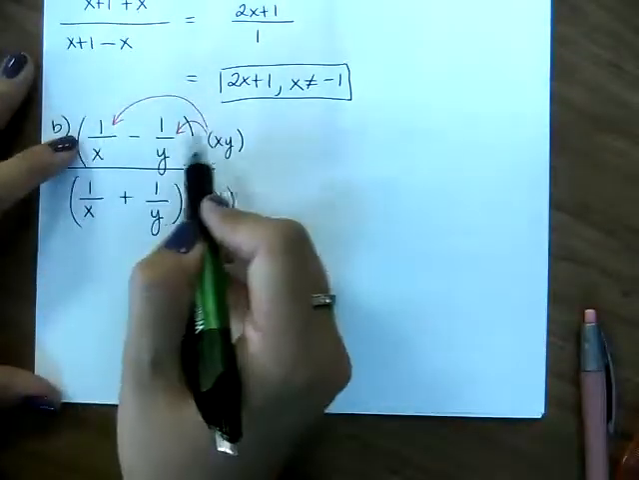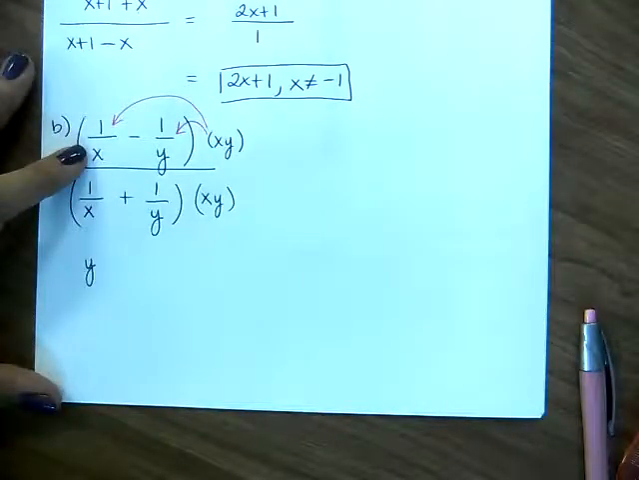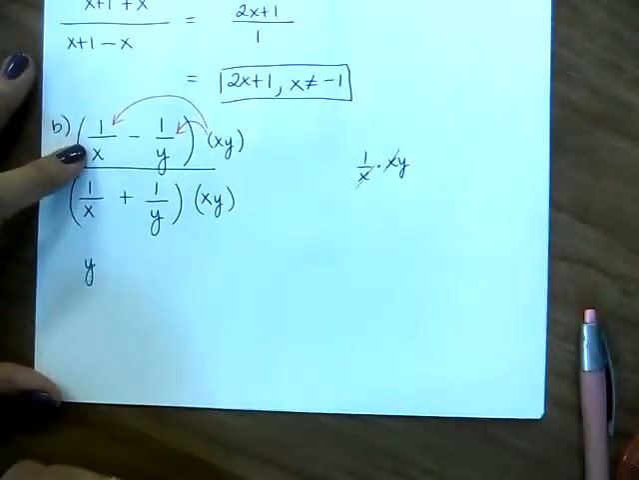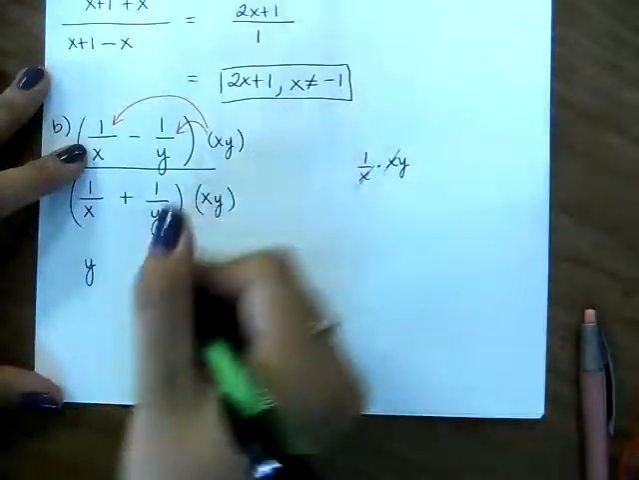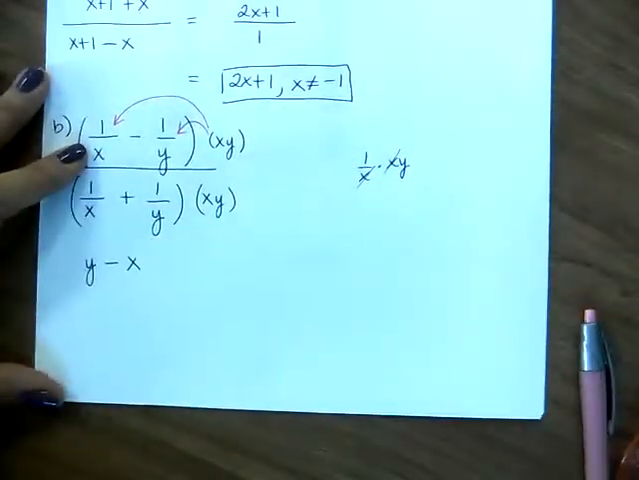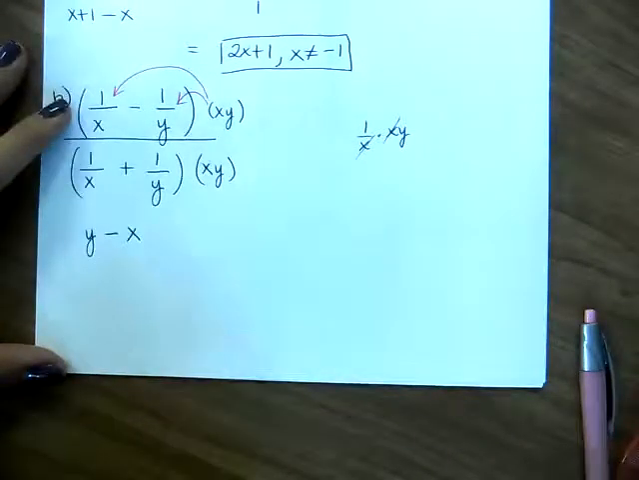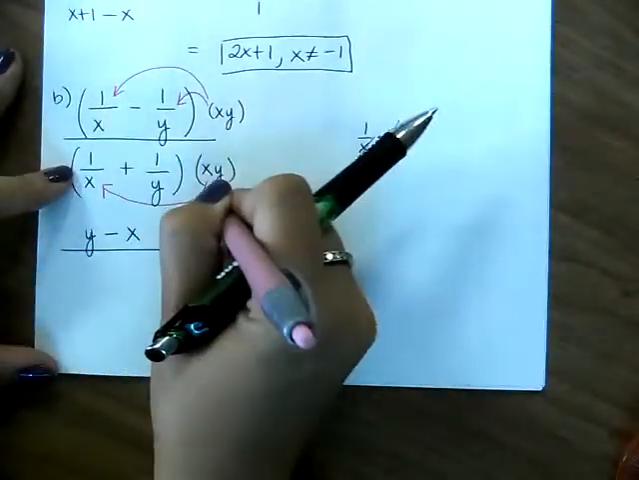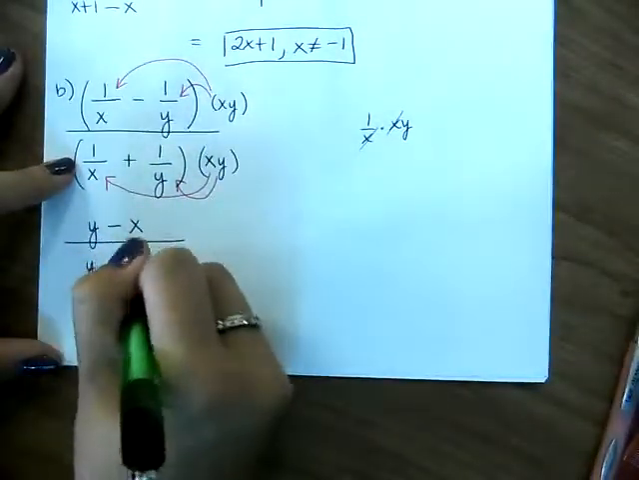So when I have 1 over x times xy, the x's cancel, and you're left with y. When I distribute it to the second term, the y's are going to cancel, and I'm going to be left with a minus x. Over, here I have to distribute it, so xy times 1 over x and xy times 1 over y. Here I'm going to get y plus x.